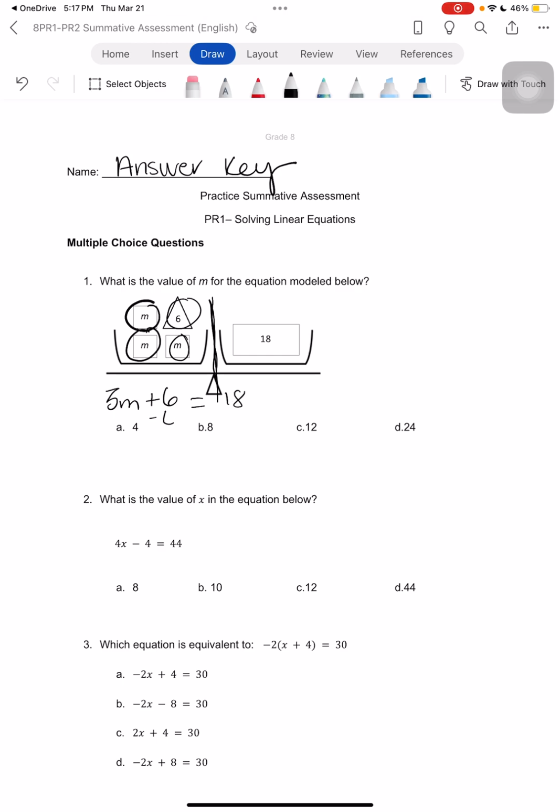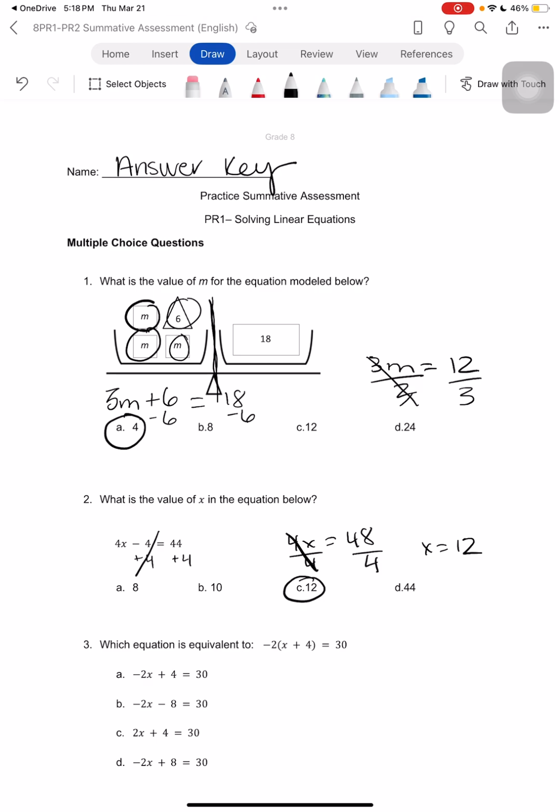So I'll subtract 6 on both sides. And then divide by 3. Okay, 12 divided by 3 is 4. Answer is 4. Here, question 2, I'm going to add 4 to both sides. Okay, then I'm left with 4x equals 48. Divide both sides by 4. X equals 12. Answer is 12.